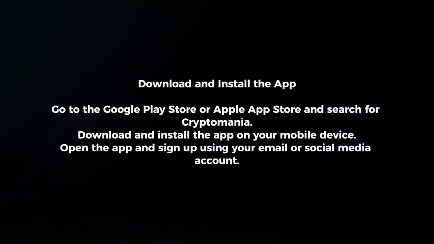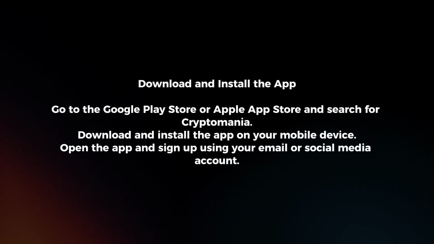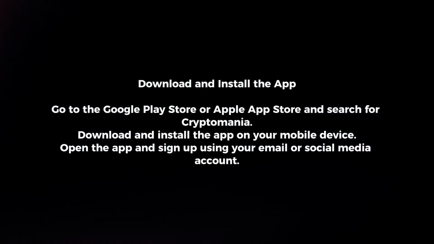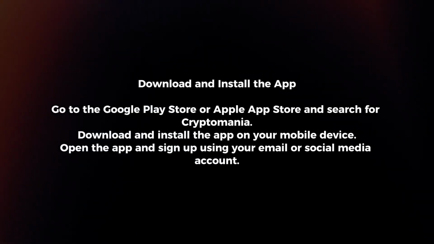Download and install the app. Go to the Google Play Store or Apple App Store and search for Cryptomania. Download and install the app on your mobile device. Open the app and sign up using your email or social media account.